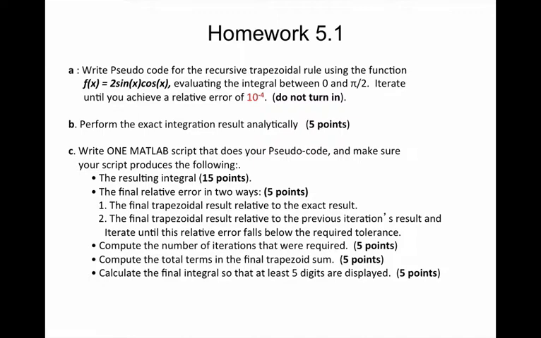We are integrating between 0 and pi over 2. So when you do the integration, do the definite integral, come up with a numeric answer, and that will be the exact value that we will be doing some comparison to in our trapezoidal rule. Part C is the main part. You'll really review the pseudocode that we're covering now and convert that to MATLAB and get the right integral within a relative error of 10 to the minus fourth.